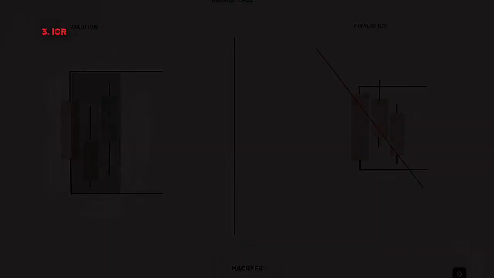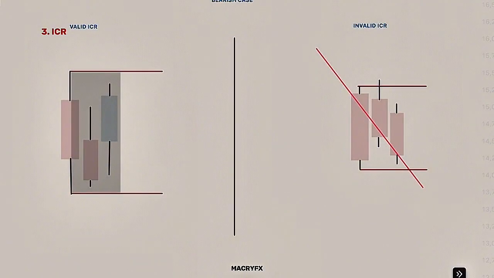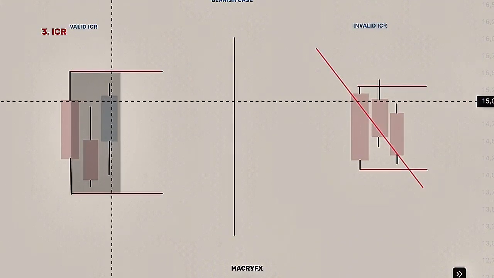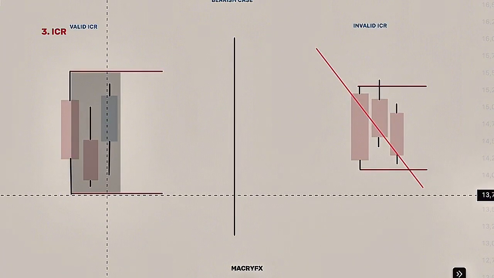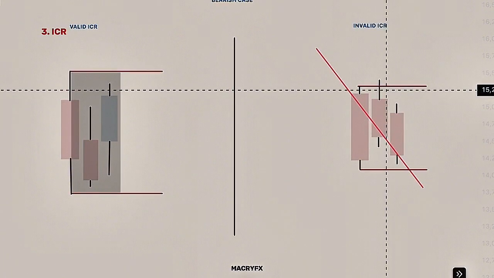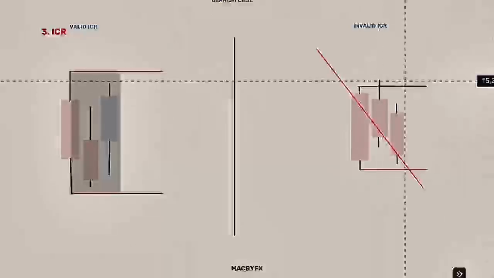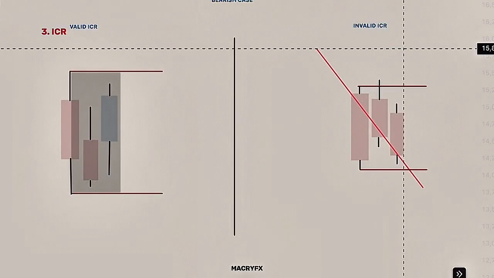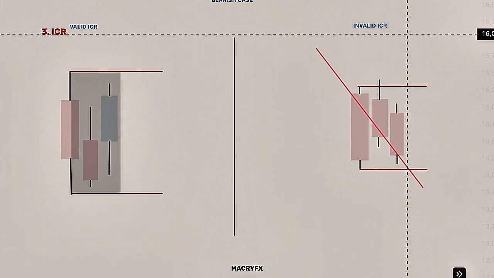Now let's move to the bearish scenario. The same goes for the bearish scenario, as it is a valid ICR. Here you can see candles entirely packed in between the mother bar candle, but it is not valid, because the wick is outside of the mother bar candle and has taken liquidity. So it is considered an invalid ICR.